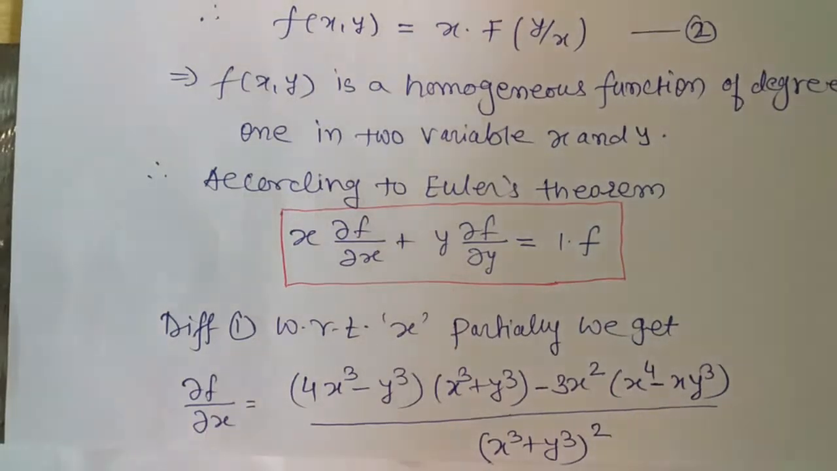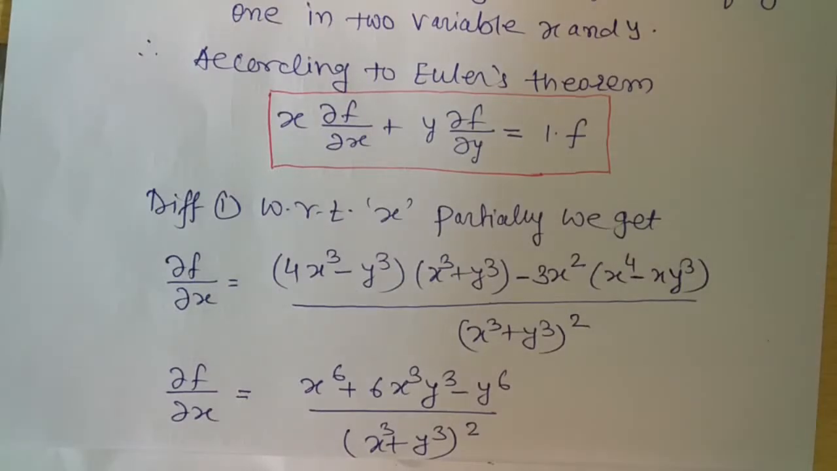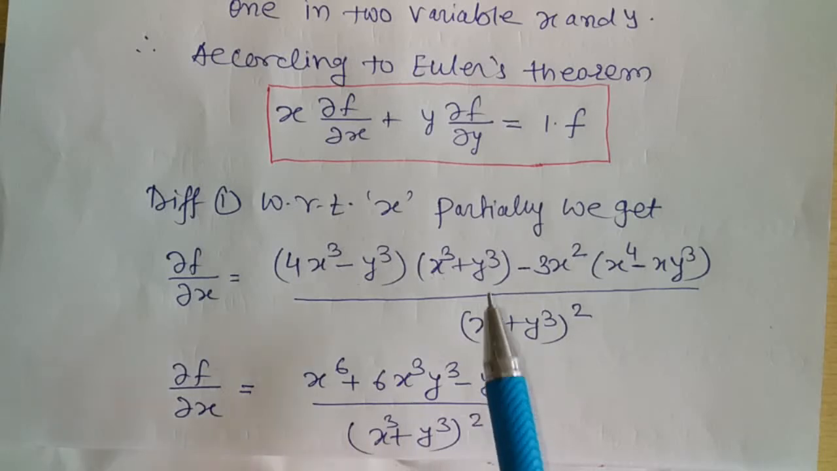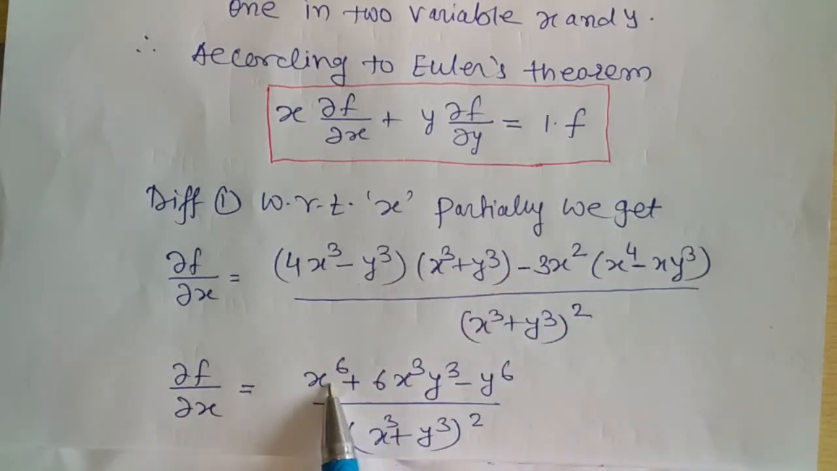Now we simplify the numerator, then we have del f by del x is x power 6 plus 6x cube y cube minus y power 6. We multiply all these terms and simplify, then we get x power 6 plus 6x cube y cube minus y power 6 upon (x cube plus y cube) whole square. So this is the value of del f by del x, the partial derivative of f with respect to x.